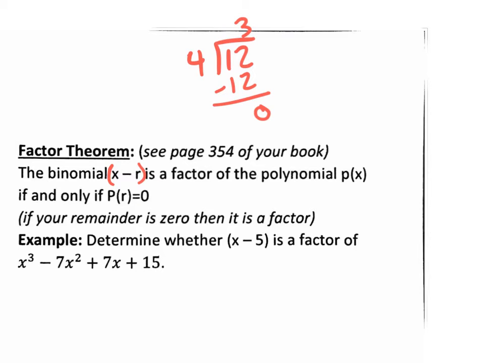Does that make sense? If you divide any number by a different number and your remainder is 0, you know it's a factor, right? Same thing, if you take a polynomial and divide it by a binomial and your remainder is 0, then that binomial is a factor. That's what this factor theorem is saying, okay?